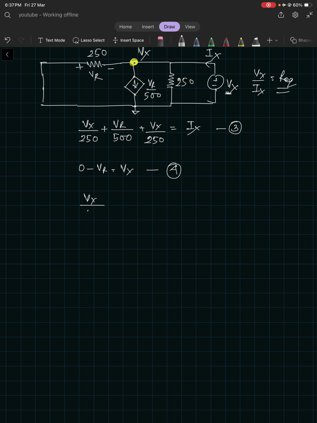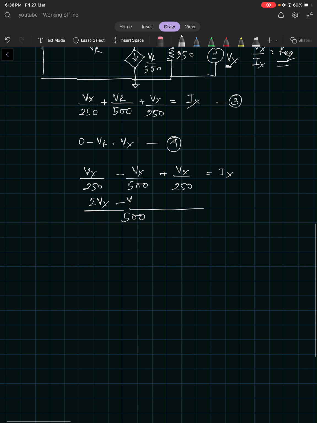So let's see, Vx upon 250 minus Vr upon 500 plus Vx upon 250 is equal to Ix. Let's sum. This is like 2Vx minus V. Okay, we made a mistake while teaching. It always happens actually. Vr is equal to minus Vx.